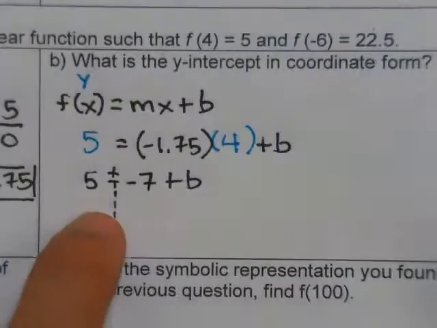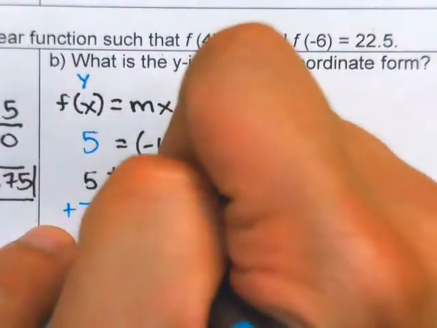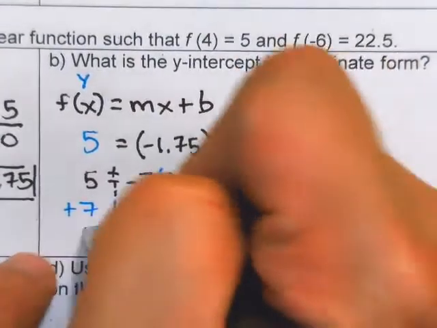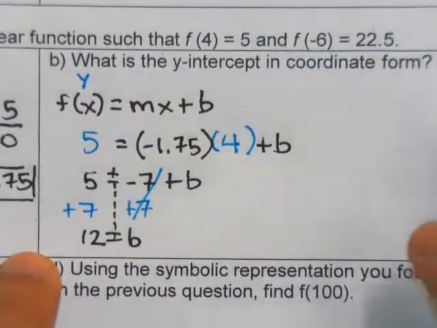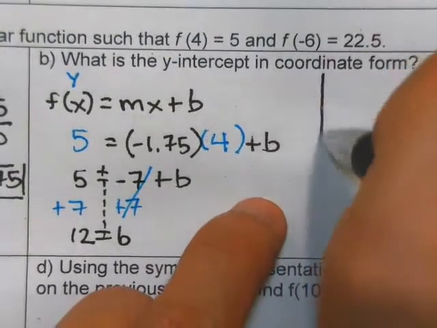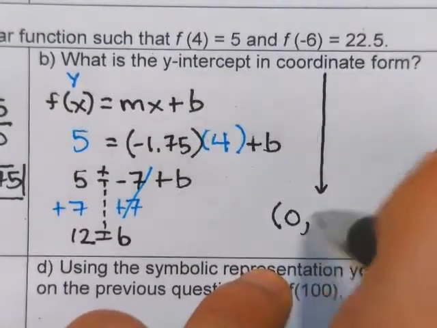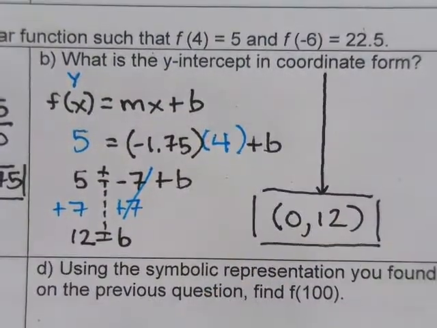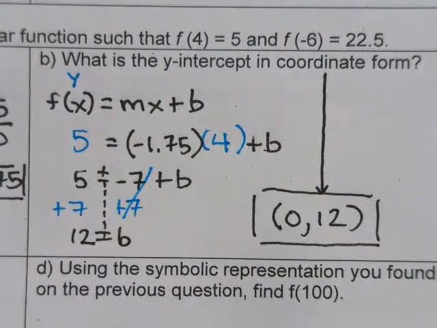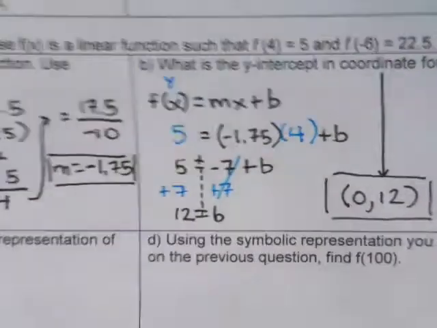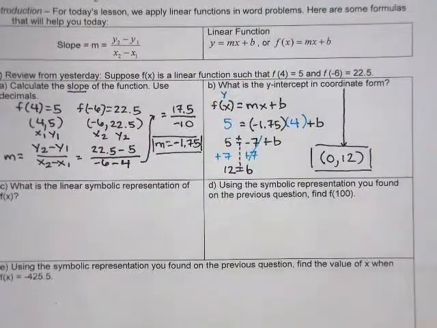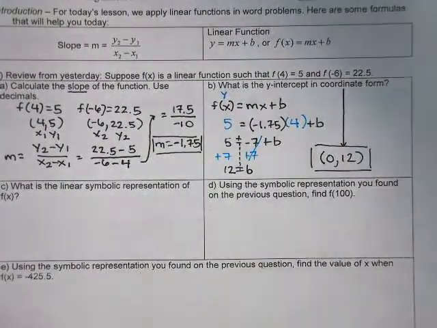And now we can solve for b. What's the opposite of negative 7? So regular 7 or positive 7 on both sides. b is equal to 12. Okay. We need to just write this in coordinate form. Coordinate form is 0, 12. This will pass the y-axis. So again, nothing new on parts A and B.